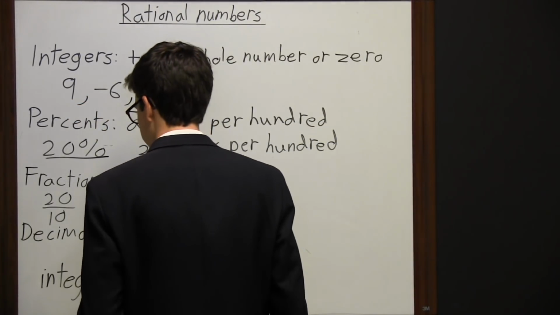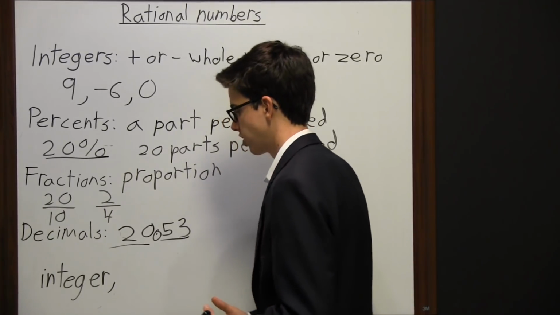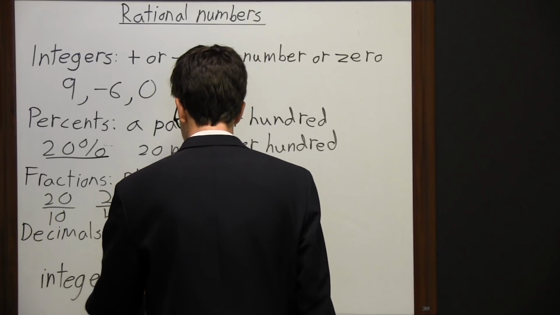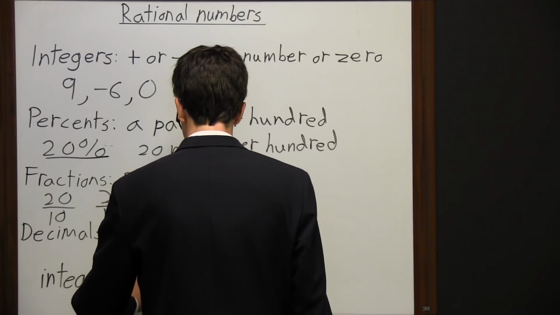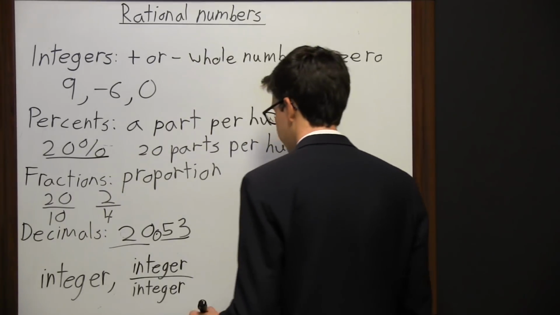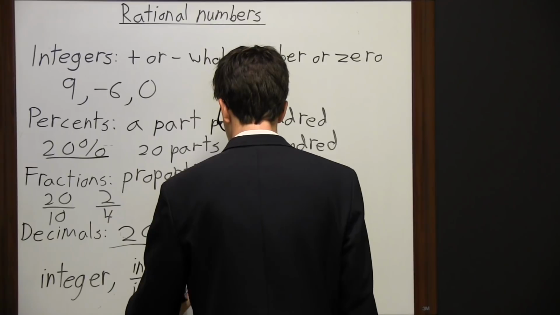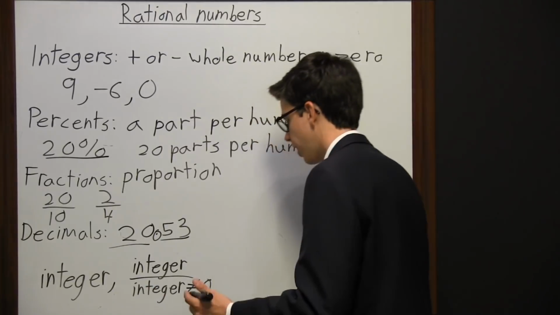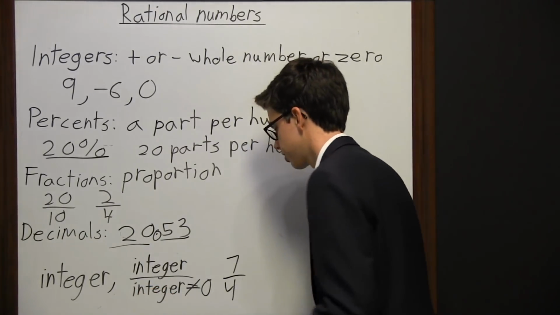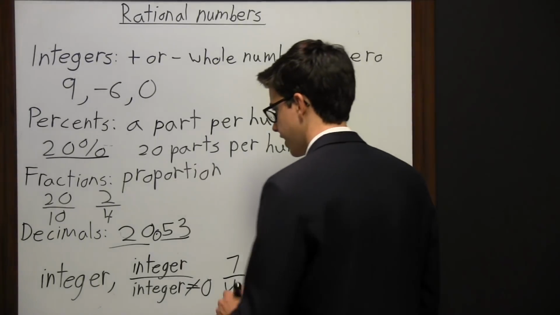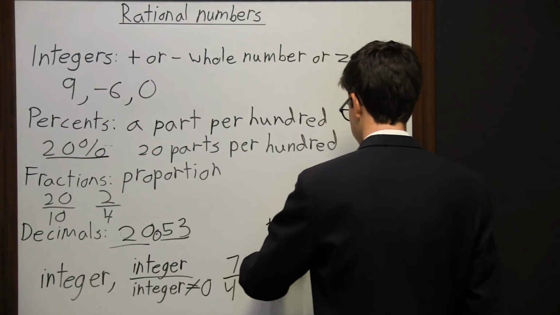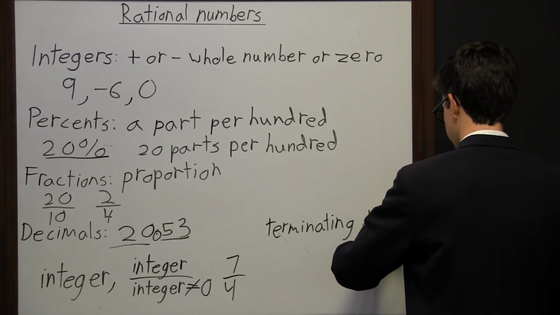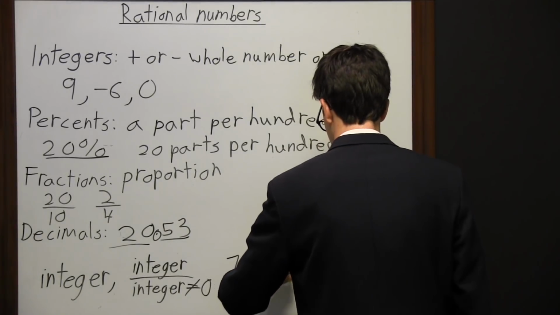It gets more complicated when we come to fractions and decimals. If it's a fraction, it has to be an integer divided by an integer. And this integer cannot equal 0. So it's an integer divided by an integer. So 7 divided by 4 cuts it. That works. Now, decimals are a little bit more complicated because it either has to be a terminating decimal or a repeating decimal.